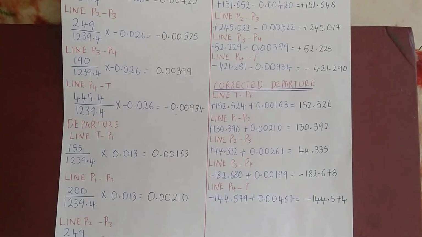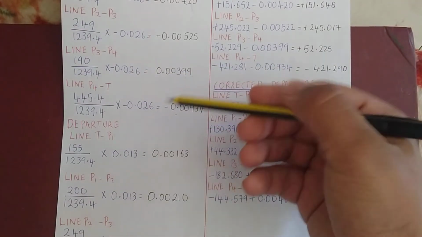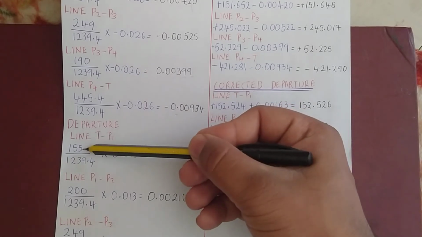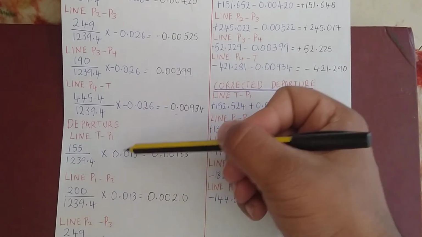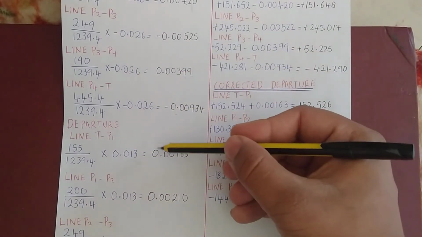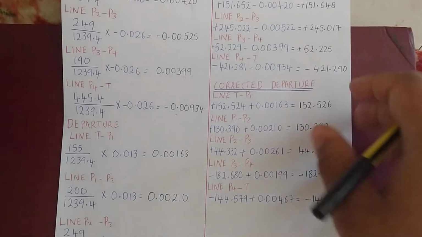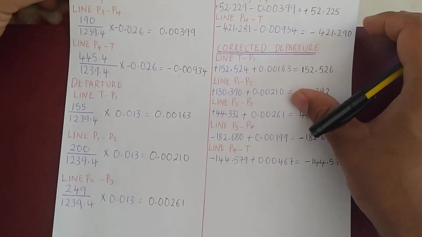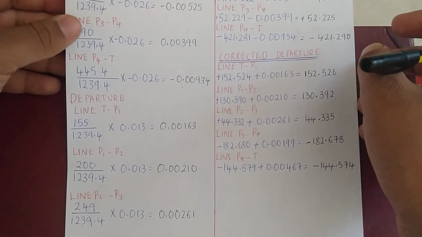Departure I had an error of negative 0.013. So now I'll use positive here. So you can see that I've taken the distance divided by the perimeter times 0.013, and then I got it as 0.00163. So you can have a look at it. That was the corrections on the departure.